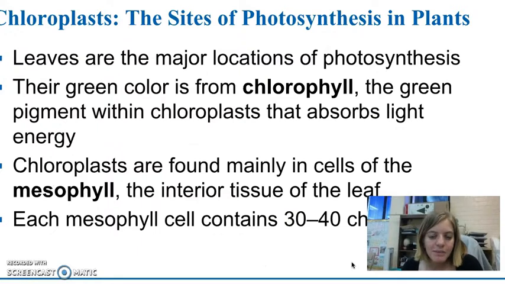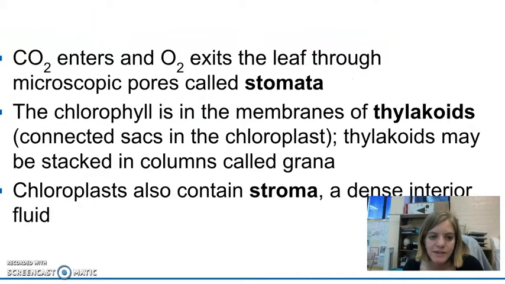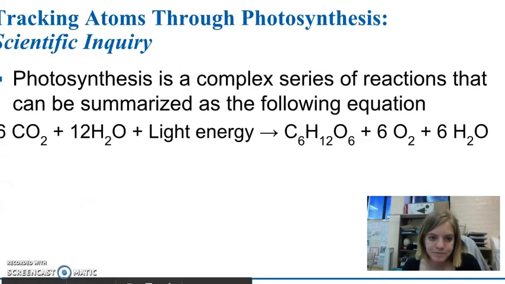So leaves are the main place where photosynthesis takes place, and the green color of leaves comes from chlorophyll, and the chloroplasts are mainly found in the cells of the mesophyll, which is the interior tissue of the leaf. So leaves are a big, powerful site of photosynthesis. Then carbon dioxide enters and oxygen exits the leaf through little tiny pores known as stomata. And then, as I mentioned, the chlorophyll is in the membranes of the thylakoids. And then the chloroplasts themselves contain the stroma, which is that dense interior fluid.